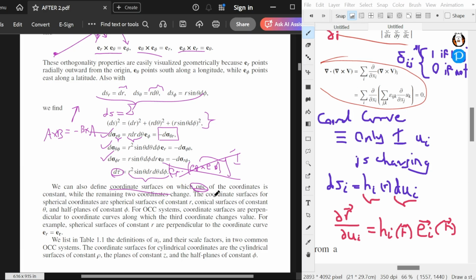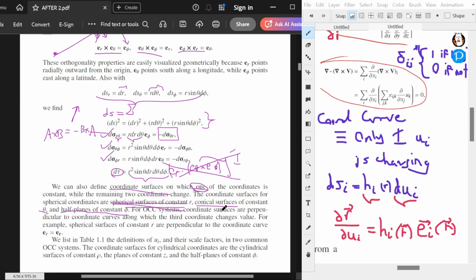The coordinate surfaces for spherical coordinates are spherical surfaces for constant r. Yeah, I can visualize that. Conical surfaces of constant theta and half planes of constant phi. I'll have to draw that in a bit to visualize it.